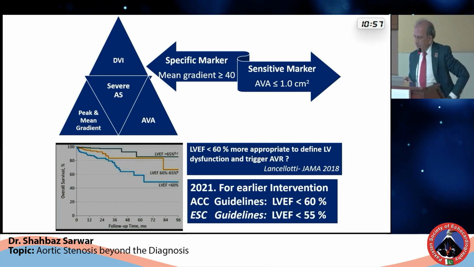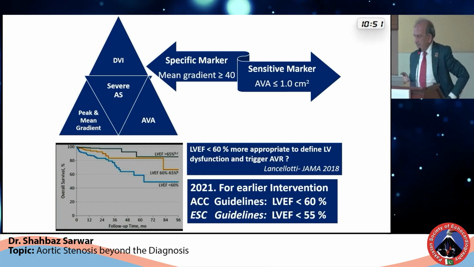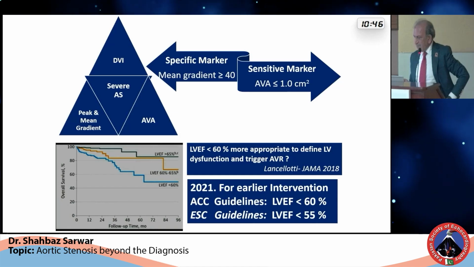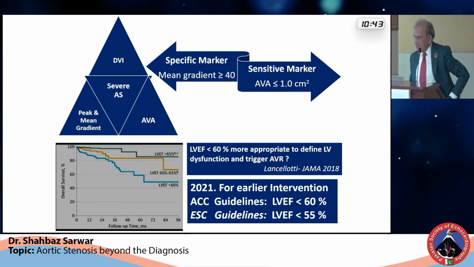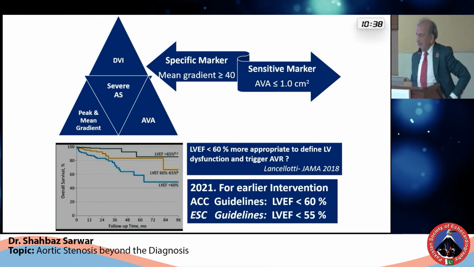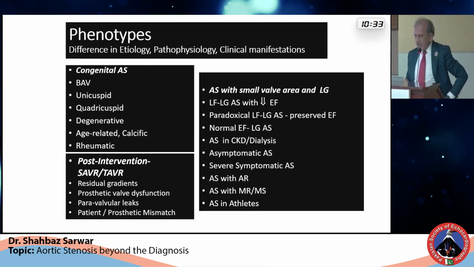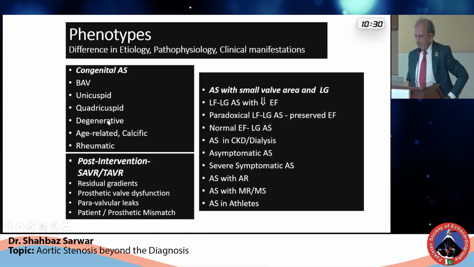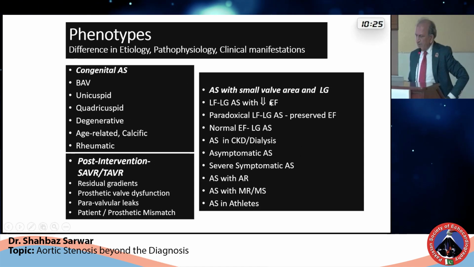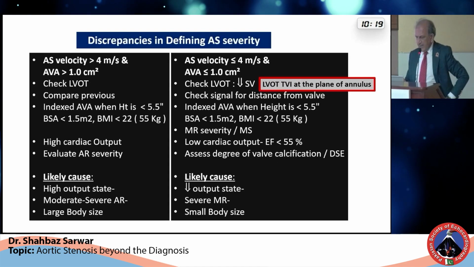Ejection fraction, normally we consider that if it is less than 55, it is severe. But the recent American guidelines say that if it is less than 60, one should consider that left ventricular failure is setting in. European guidelines are still saying 55. These are the various phenotypes depending on the etiology and treatment status, and I would talk about the flow-related phenotypes in detail after this slide.